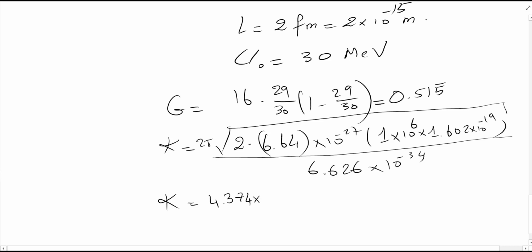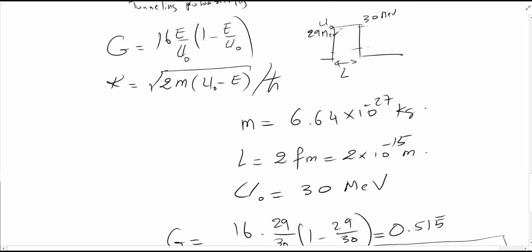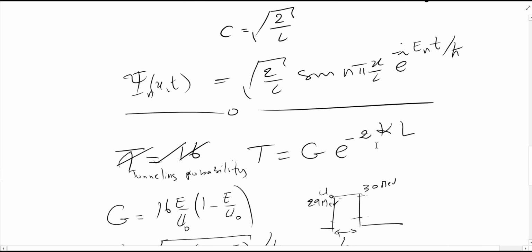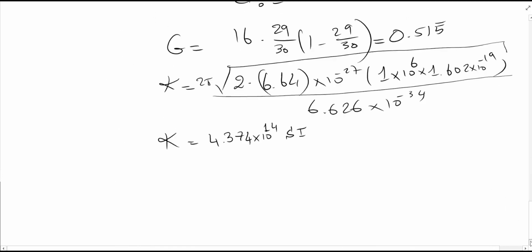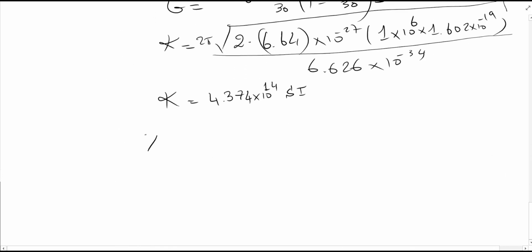737. So you guys are supposed to do these numbers anyway. 10 to the positive 14. Okay, SI, because we used everything in SI. So the length now better be in meters if we're going to expect to find this expression. So T now is going to be basically G times exponential of minus 2 kappa L, which is G.